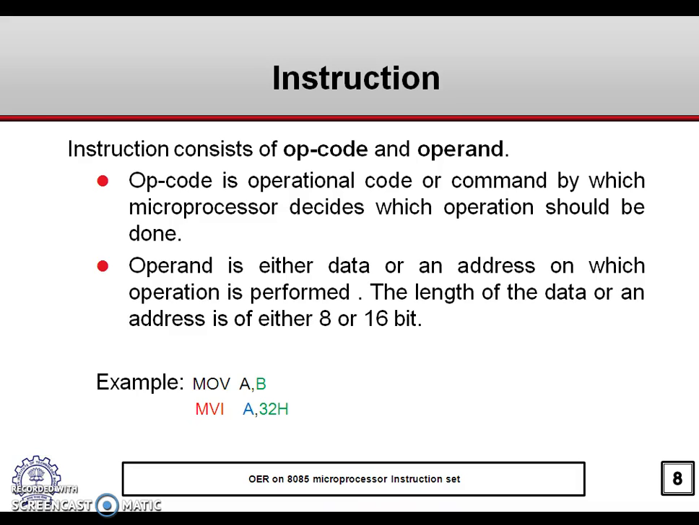Two examples are shown: MOV A, B and MVI A, 32H. These are two instructions of 8085. In the first instruction, MOV A, B, MOV is the opcode, A and B are the operands. So here content of B register will be transferred to A register. In the second example, in A register, immediately 32 hex content will be loaded on successful execution of this instruction.